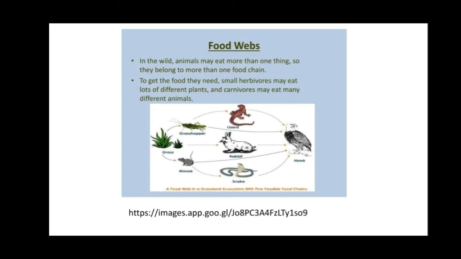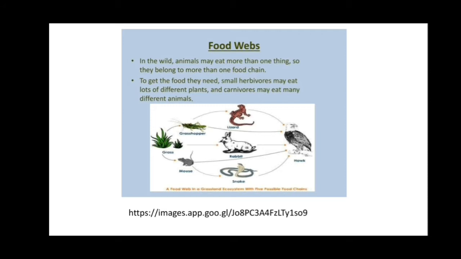As we know, what is food chain? Food chain is nothing but the pattern of eating and being eaten in a linear chain. You can see here in the diagram, the grass is eaten by the grasshopper as well as rabbit as well as mouse. Again, the grasshopper is eaten by the lizard and lizard is eaten by the hawk. Again, rabbit is eaten by the hawk, mouse is eaten by the snake and snake by the hawk.